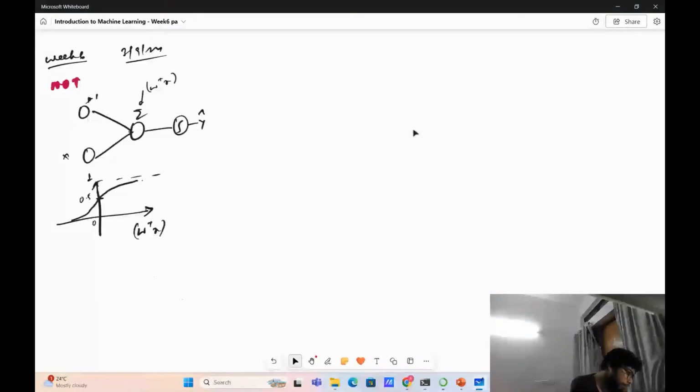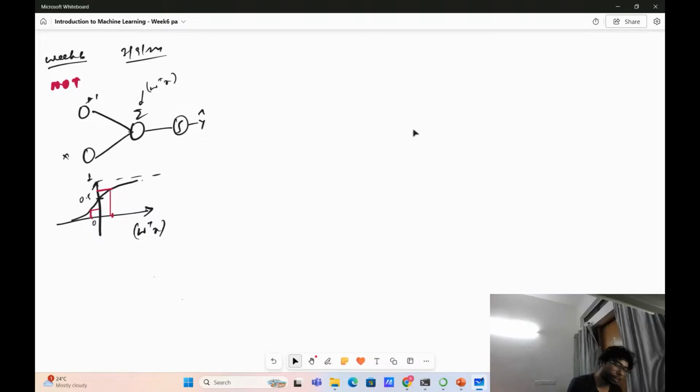One thing you see is that if the summation value, w transpose x, is more than 0, some positive value, then your sigmoid function gives you an output between 0.5 and 1. So we can interpret that the output y hat is 1 in that case. Whereas if w transpose x is less than 0, it will give an output between 0 and 0.5, so in that case the y hat would be 0.